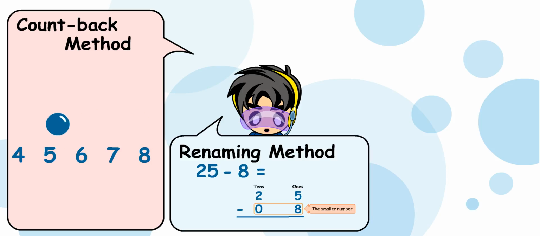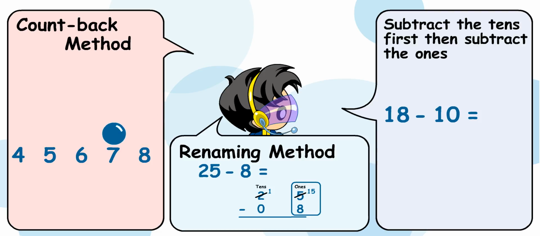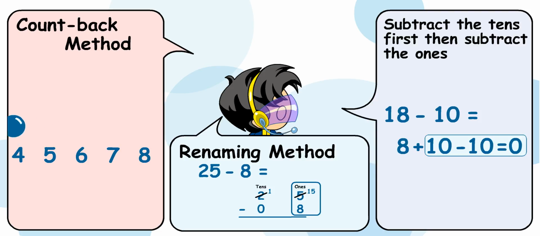number, where the ones value in the one-digit number is bigger than the ones value in the two-digit number. We rename the tens digit of the bigger number to show the subtraction of 1 tens. The 1 tens is changed into 10 ones and added to the ones of that bigger number. This gives us enough ones to do the subtraction. Another way to do subtraction is to subtract the tens first, then subtract the ones. Thus, you have to break the numbers you are subtracting into tens and ones first before we can do the sum.